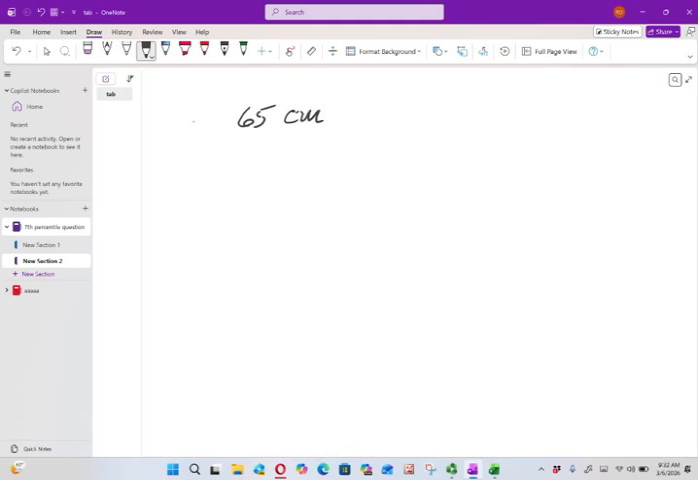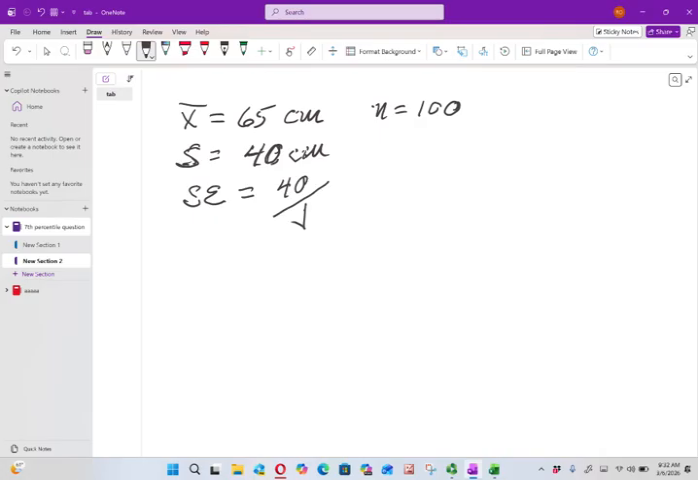Average is 65 centimeters. And there are 100 fish in the sample. The standard deviation is equal to 40, and it's in centimeters as well. The standard error of the mean is 40 divided by the square root of 100, which is equal to 4 centimeters.